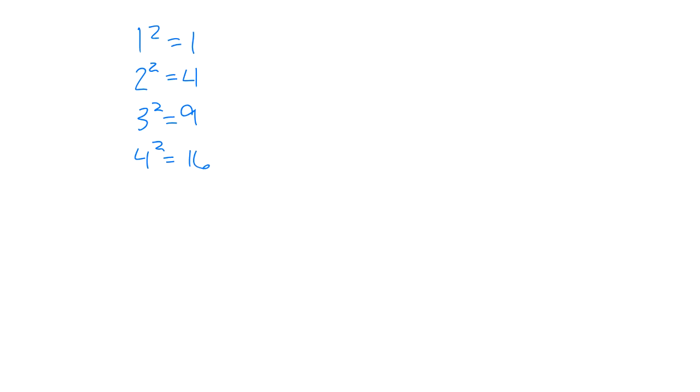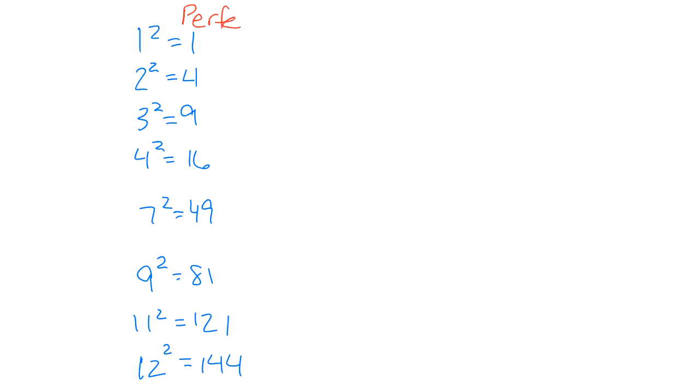And grab a couple numbers here. 7 squared, so 9 squared, 11 squared, 12 squared. All right, so these numbers that we created are called perfect square numbers. Now these numbers, when we take the perfect square of these numbers here, they give us nice results.